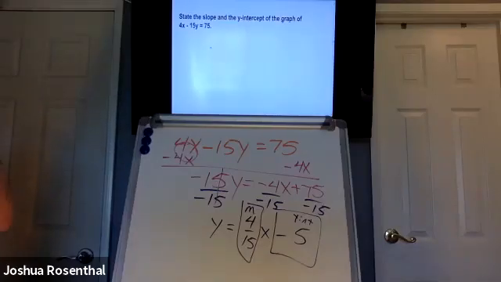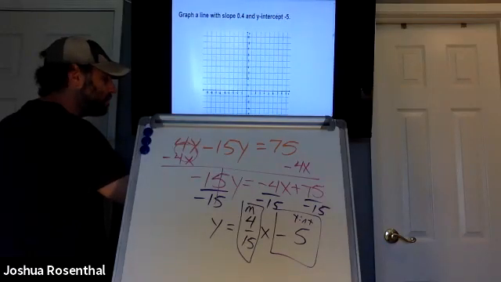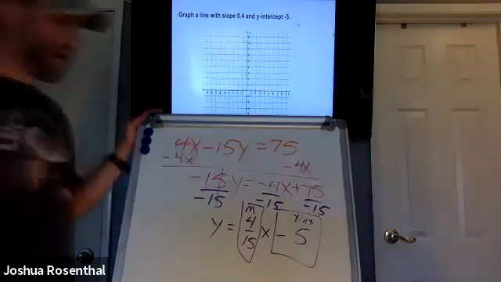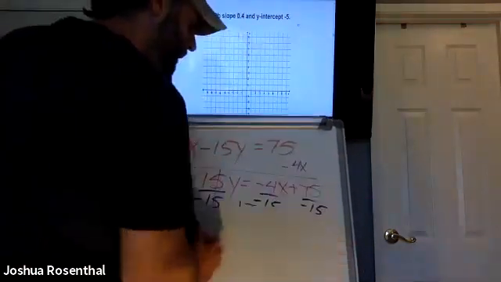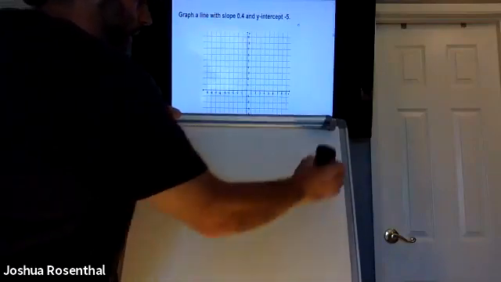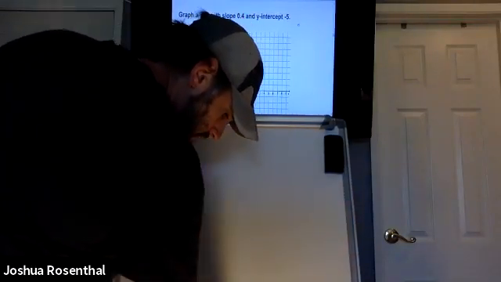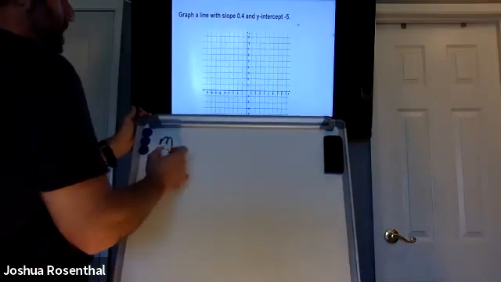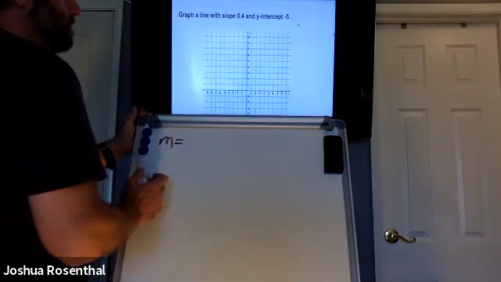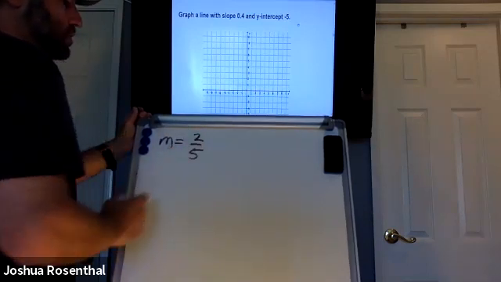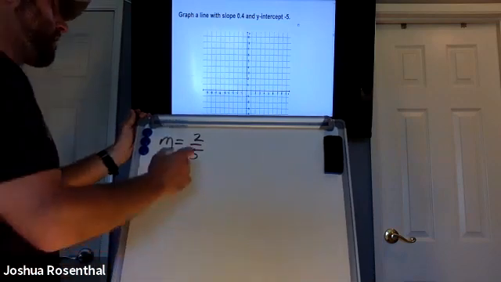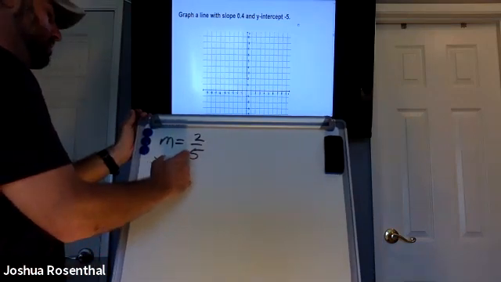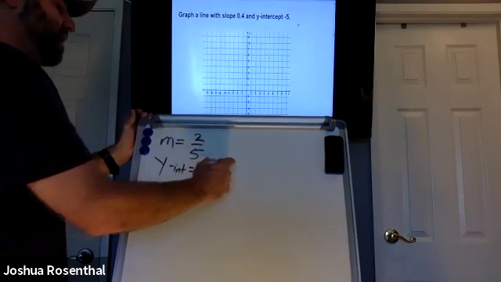Okay, moving along. Graph a line with slope 0.4 and y-intercept negative 5. Okay, so for the slope, I'm going to take the 0.4 and make that 2/5. The y-intercept is negative 5.